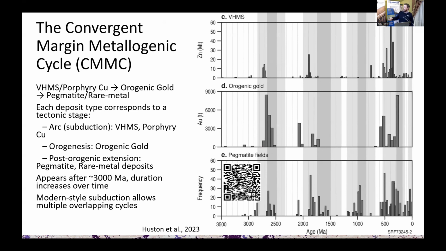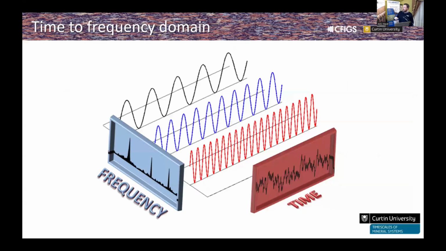What is interesting is that the frequency of this seems to be coming faster, but not only that, the system seems to be becoming more complex. So at the start, you might have only had one metal system, whereas with modern style subduction, we have multiple overlapping metal systems. So can we extract even more information from this?